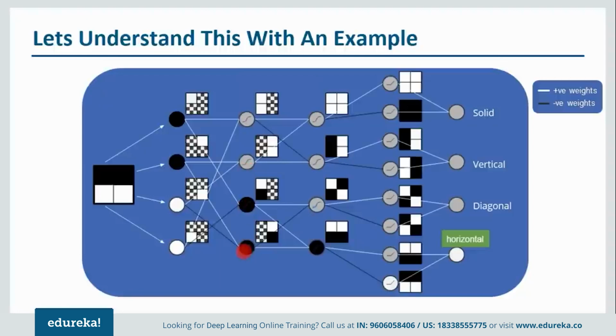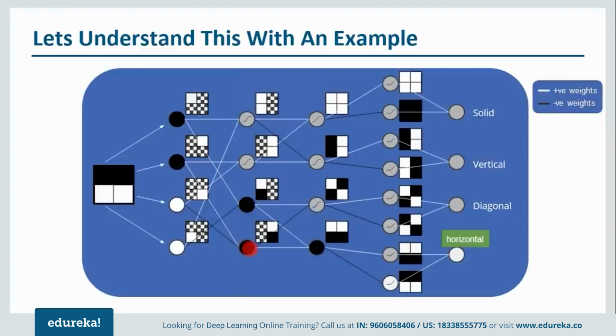Now, when I talk about these two nodes, the first node over here is getting input from this node as well as from this node. Over here, we have a negative weight. So because of that, the value will be negative, and we have represented that with black color. Similarly, over here as well, we are getting one input from here which has a negative weight, and another input from here which again has a negative weight. So accordingly, we again get a negative value here. So these two become black in color.